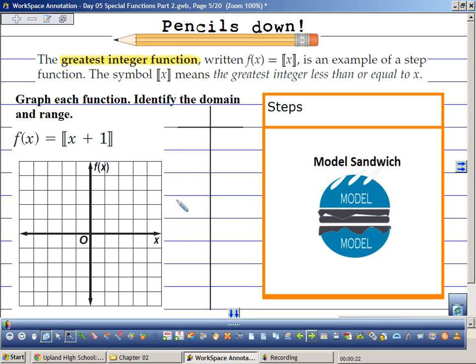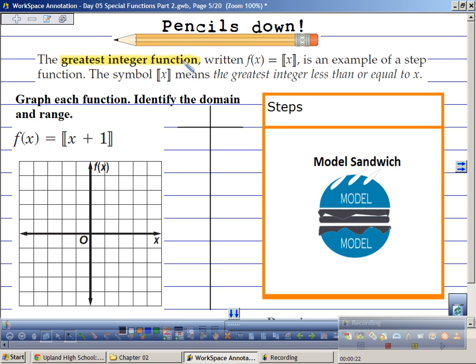So that's nice and easy, but now let's talk about this idea of the greatest integer function. The greatest integer function is a step function, okay? So it's written like this. F of x equals the greatest integer of x. The symbol of the greatest integer function means the greatest integer less than or equal to x. Isn't that very confusing?